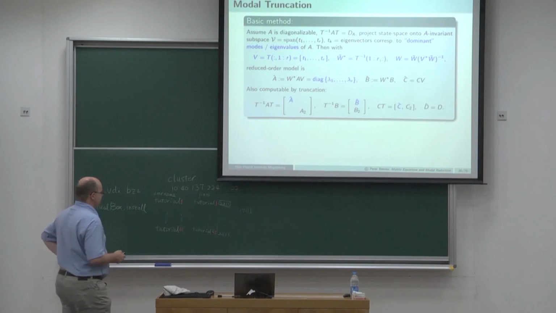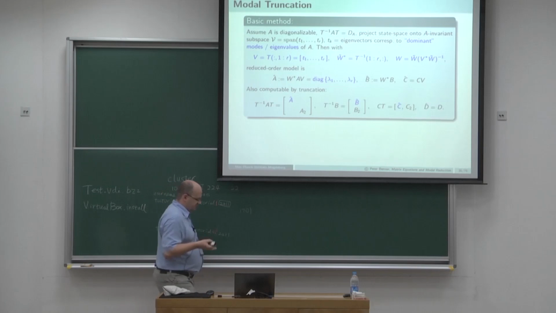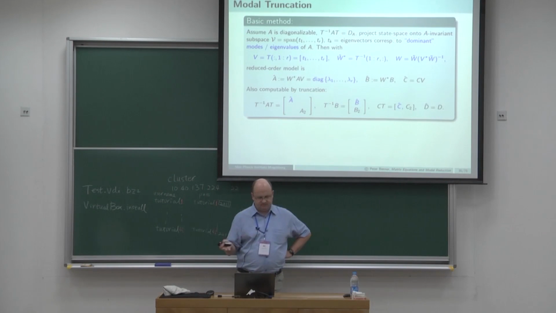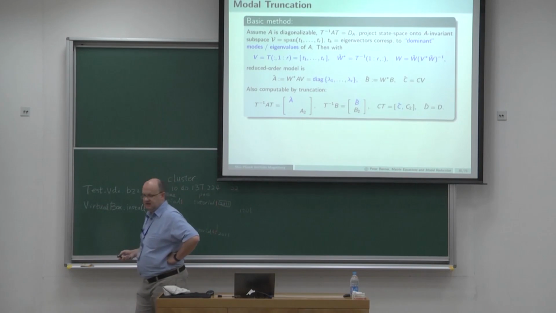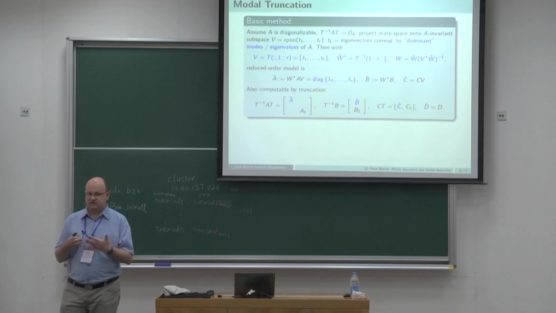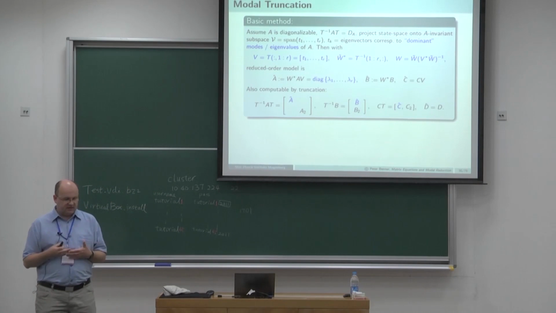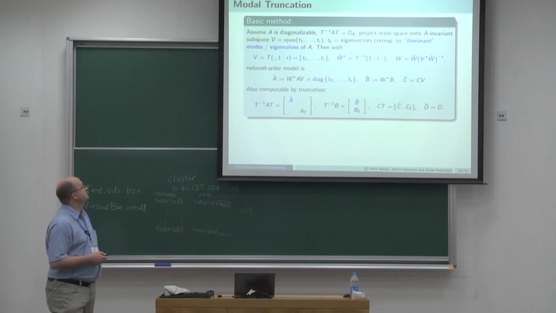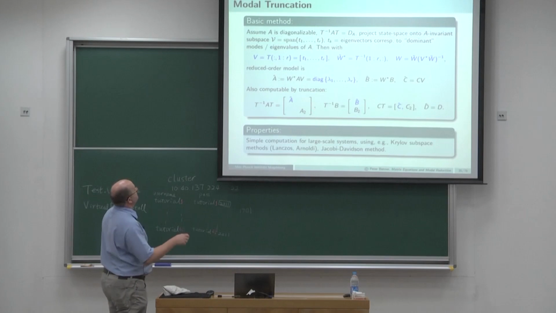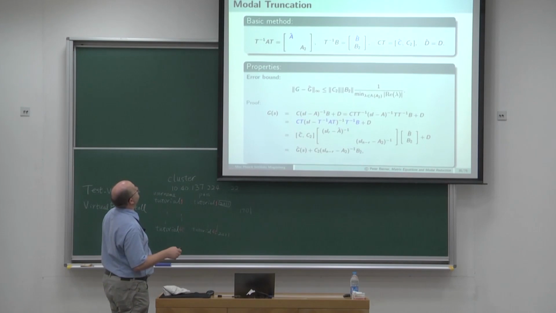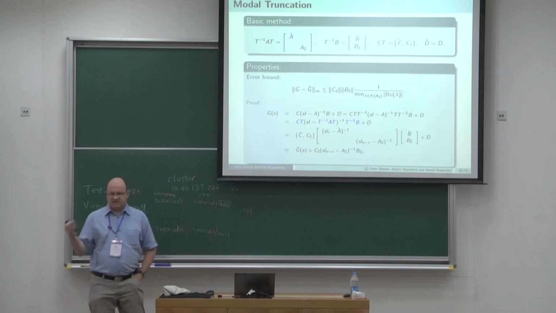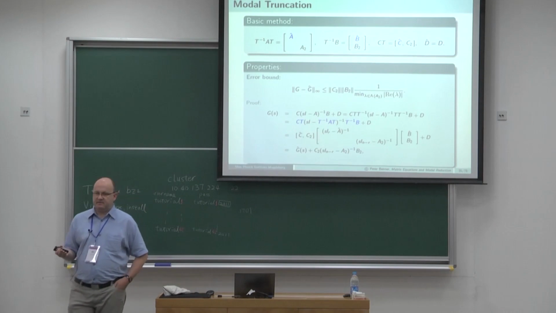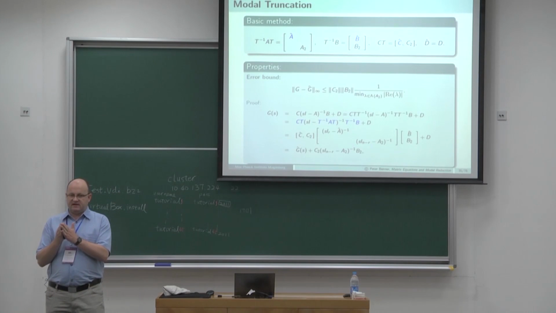And as I mentioned yesterday, one of the tricky issues in that method is how to select. You have to have a measure for deciding which are the eigenvalues that you want. Due to this diagonal structure, we came up with this error bound, which gave us one selection criterion, namely to choose those eigenvalues in the reduced order model.